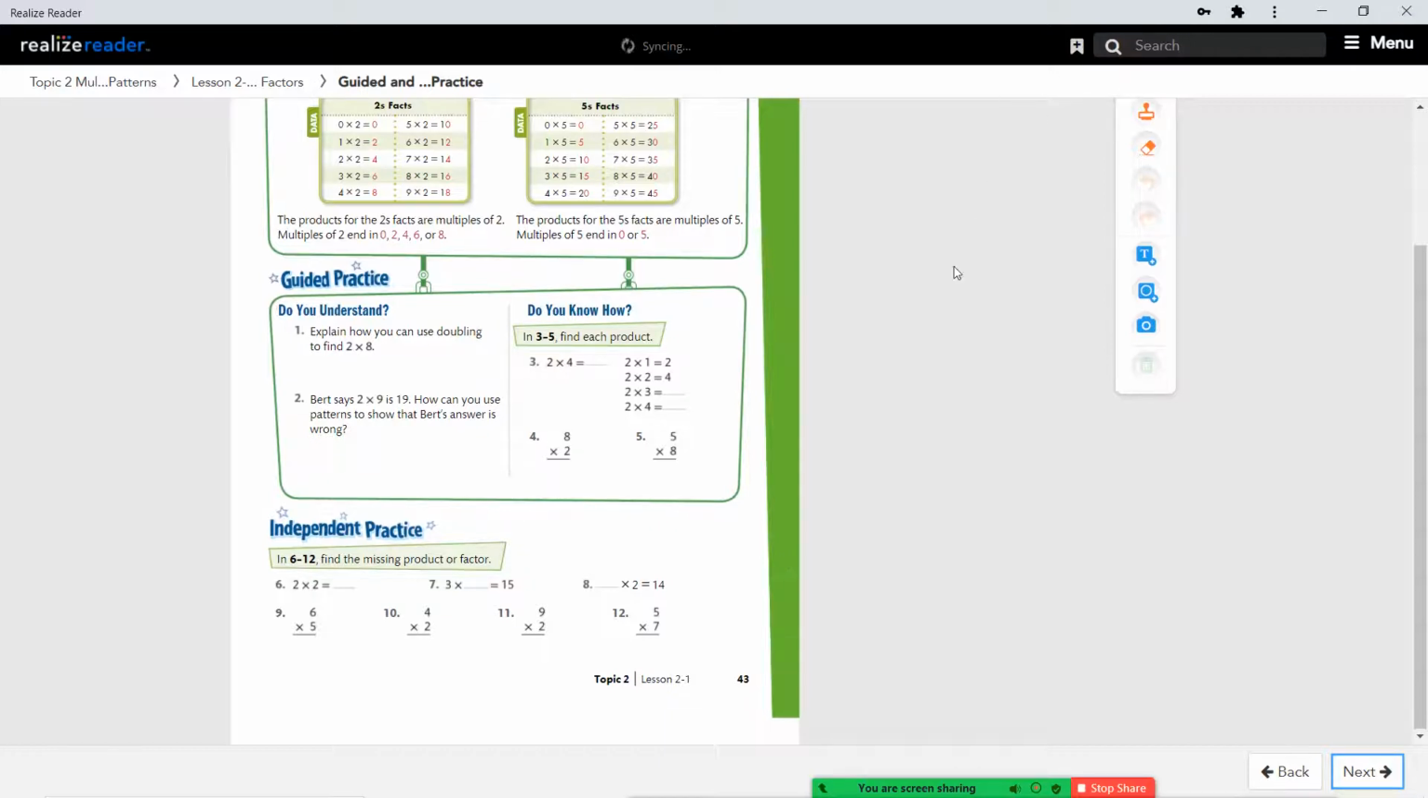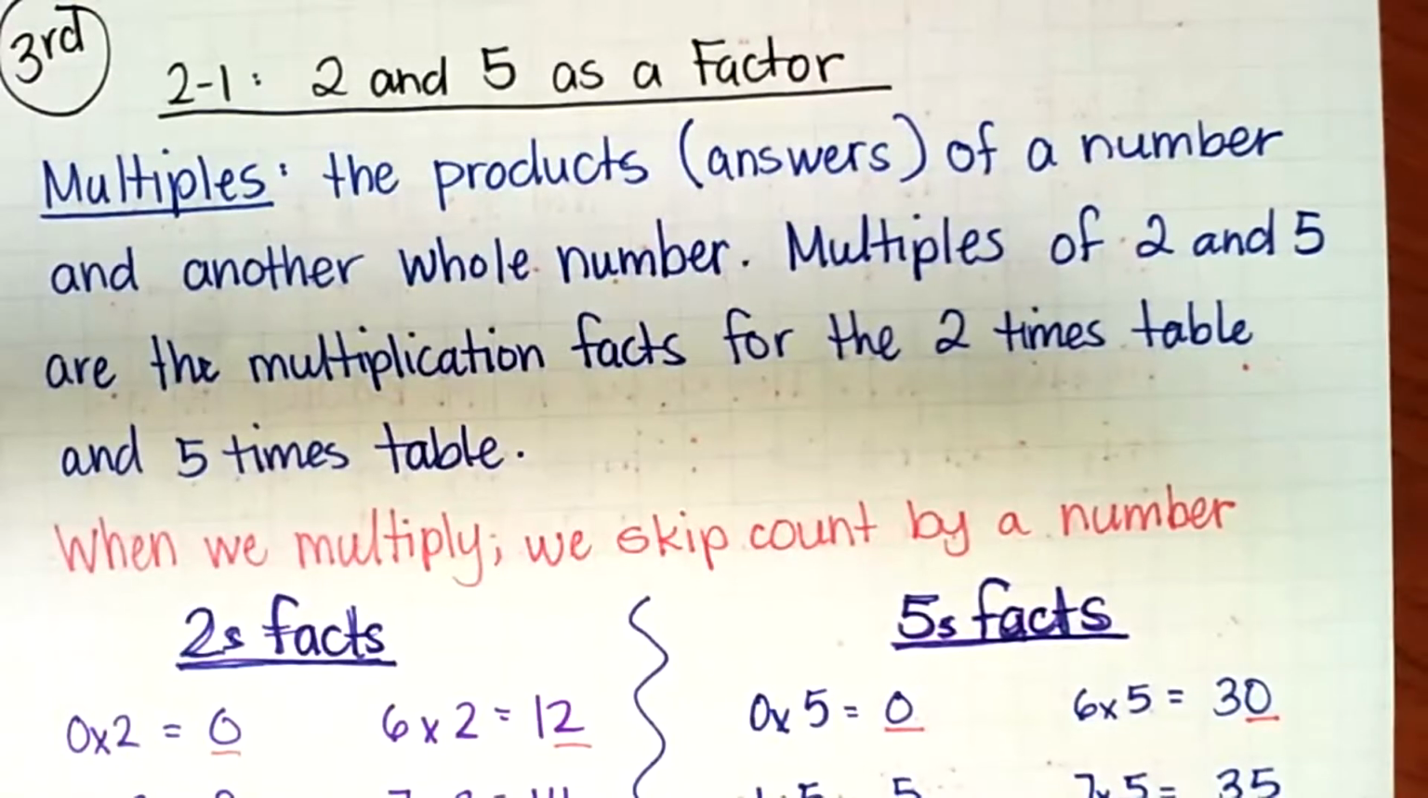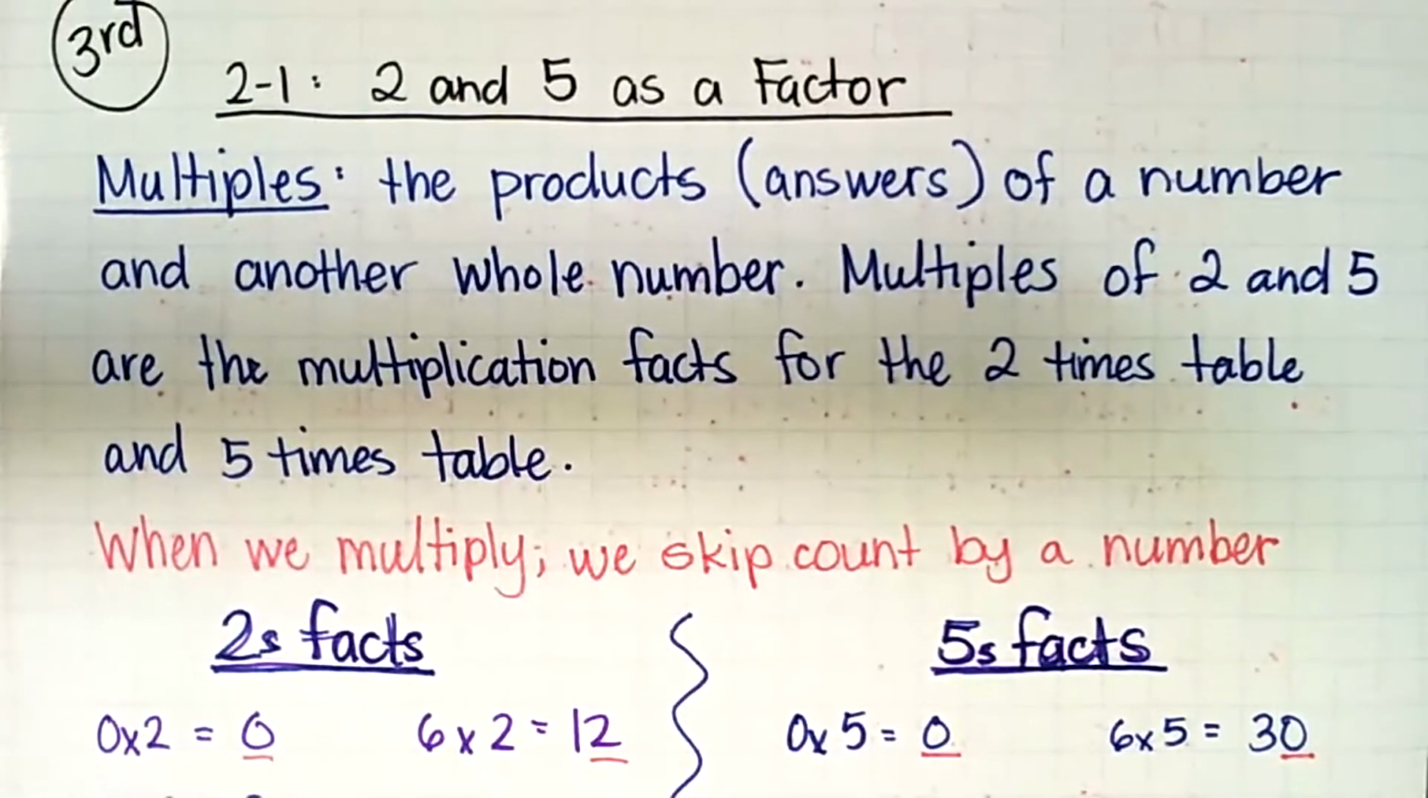Now, for our guided practice questions, our first one says, explain how you can use doubling to find 2 times 8. Number 2 says, Bert says 9 times 2 is 19. How can you use patterns to show that Bert's answer is wrong? And then for numbers 3, 4, and 5, we're going to be working on multiplication. Now, while we were listening to everything, I did make some notes that I want you guys to have down in your notebooks.